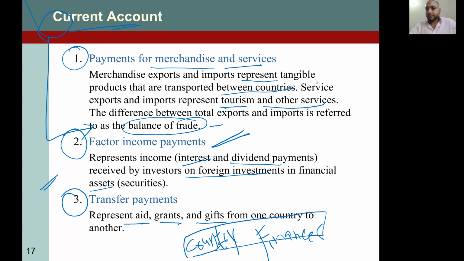Okay, class, welcome back after the short break. We were discussing the balance of payment. And in this balance of payment, there is one current account and there is a capital account. We have just discussed the accounts that are included in the current account. Number one, balance of trade or payment for merchandise and services. Number two, factor income payments. And number three, transfer payments, right?